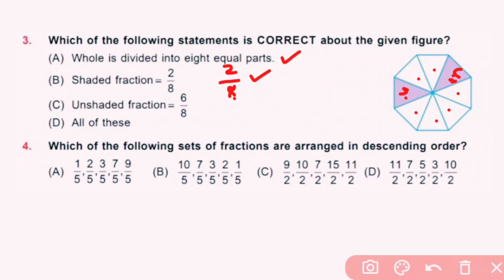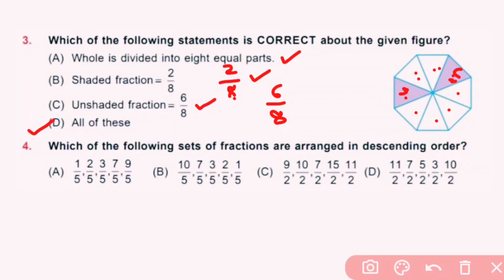Option C. Unshaded fraction. There are a total of 8 equal parts, and out of 8, 6 parts are unshaded. So this option is also correct. So all options are correct. So D, all of these, is the correct answer.